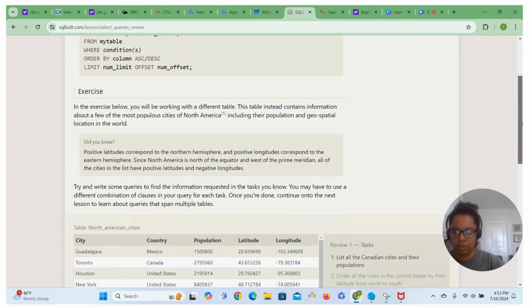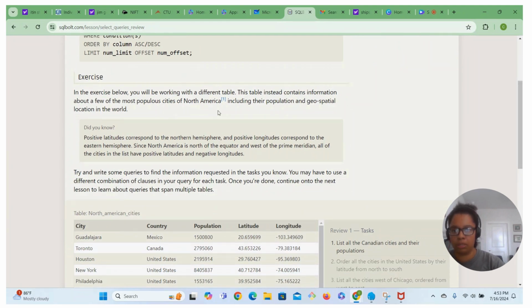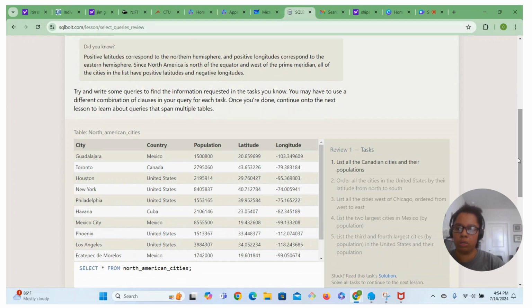And it over here says exercise. In the exercise below, you'll be working on a different table. The table instead contains information about a few of the most populous cities of North America, including their population and geospatial location in the world. So it says, did you know positive latitudes correspond to the northern hemisphere and positive longitudes correspond to the eastern hemisphere? Since North America is north of the equator and west of the prime meridian, all of the cities in the list have a positive latitude and negative longitudes. Okay, so that's what we're working with today.